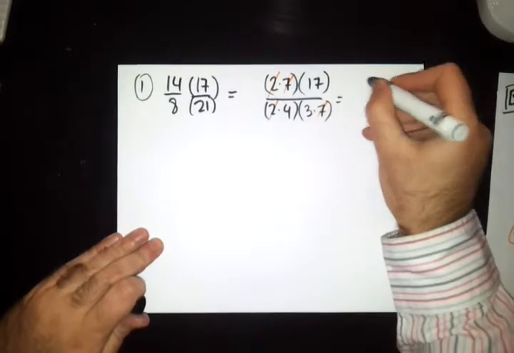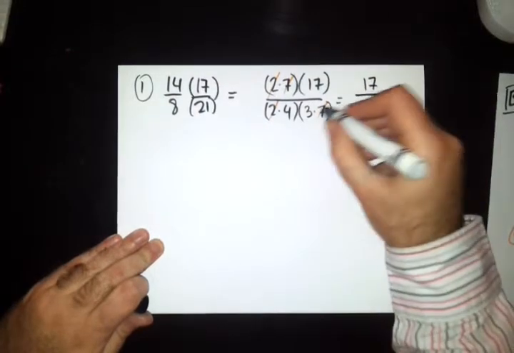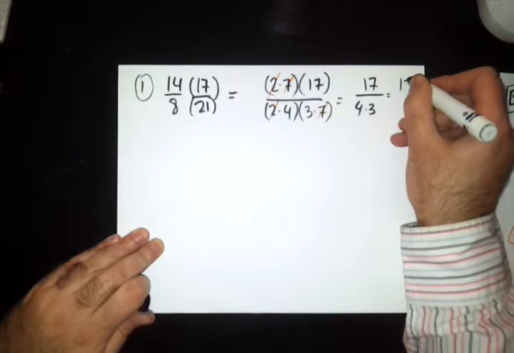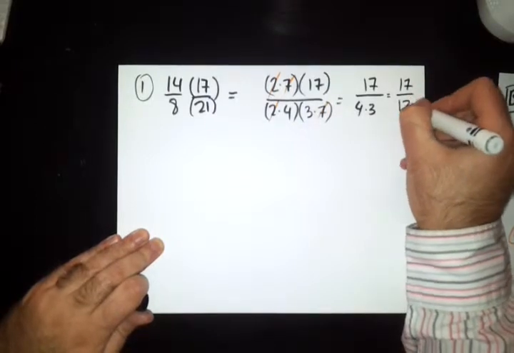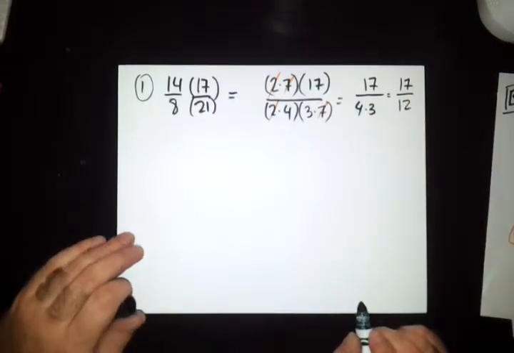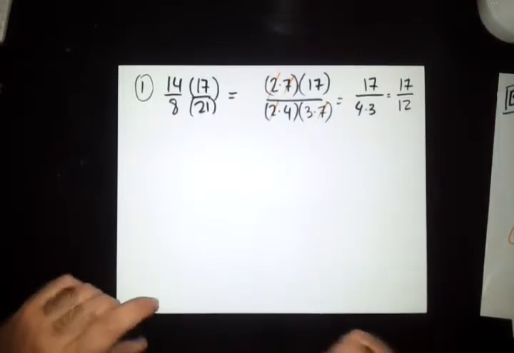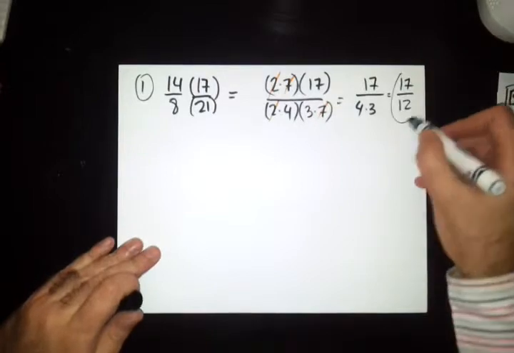I have in the numerator just a 17. In the denominator, I have a 4 times a 3. So it's 17 over 12. You can, of course, convert that into a mixed number, which would be 1 and 5/12. I'm not going to. If you leave it like this, I'll be pretty happy.